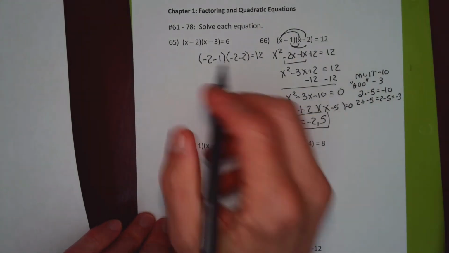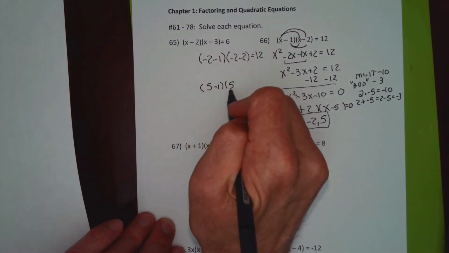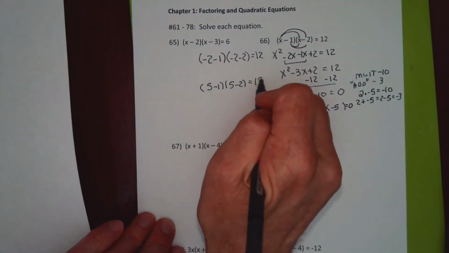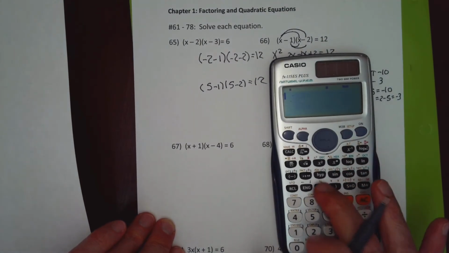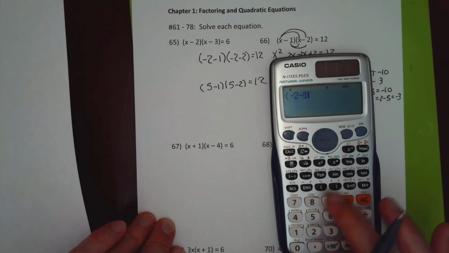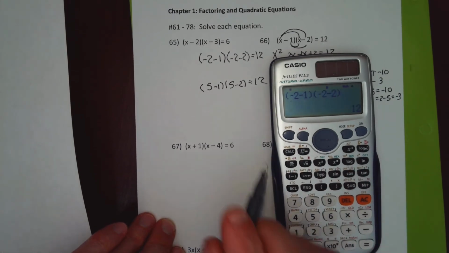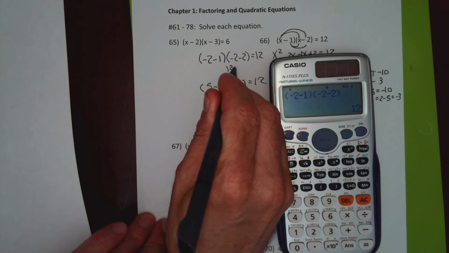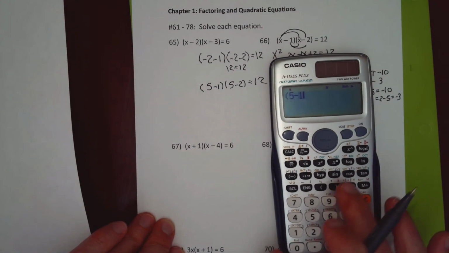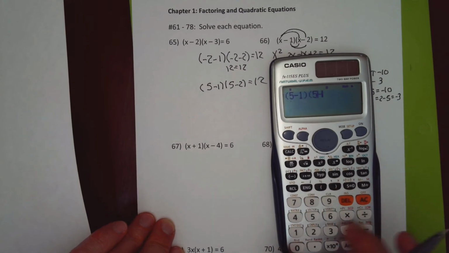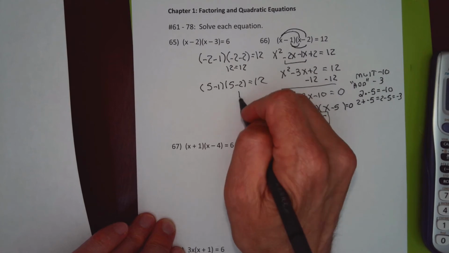And then I'll check the 5. I'll see if 5 minus 1 times 5 minus 2 equals 12. Calculator check is easier. So first one, parentheses, negative 2 minus 1 times negative 2 minus 2. This one gives me 12 equal to 12, so I know my answer is right. And then 5 minus 1 times 5 minus 2, that one gives me 12 equals 12, so I know both my answers are right.